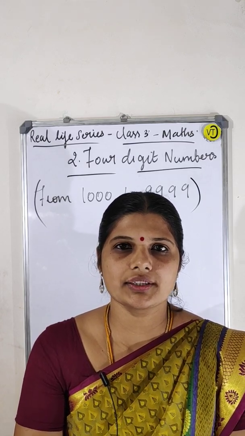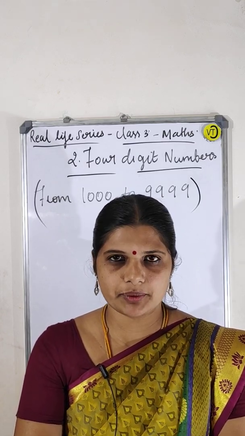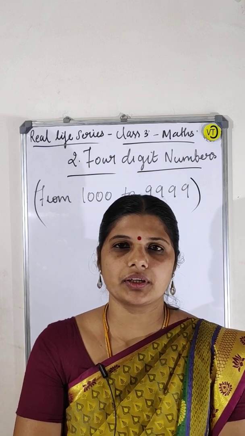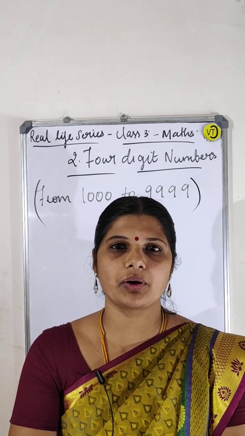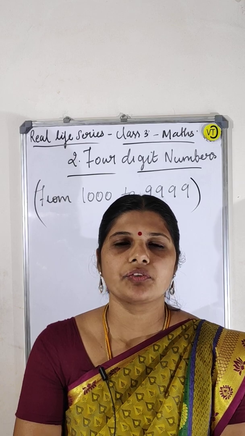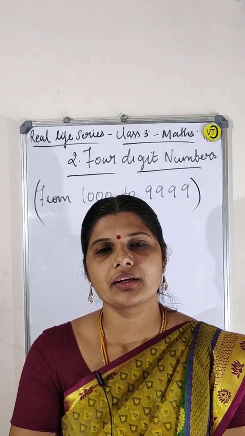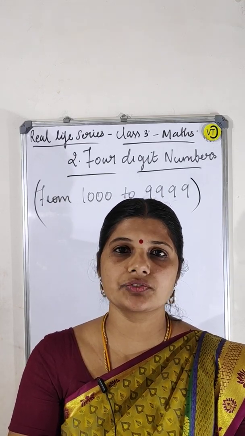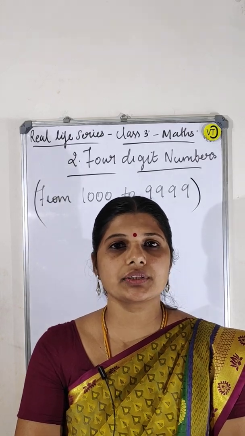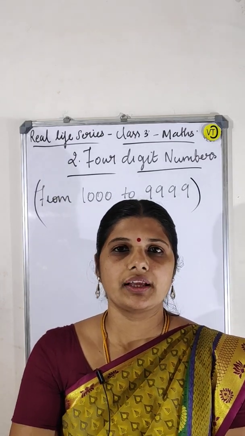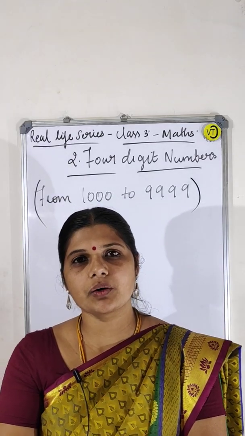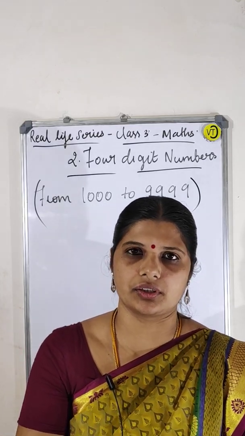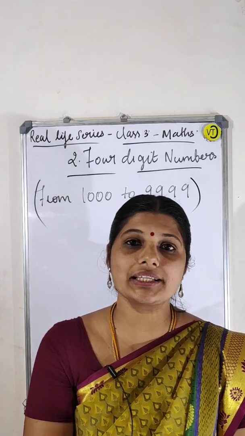You already know 1-digit numbers, 2-digit numbers, 3-digit numbers and all. Now I am going to teach about 4-digit numbers. A 4-digit number starts from 1000. 1000 has 4 digits. The smallest 4-digit number is 1000. The largest 4-digit number is 9999. So we are going to see about these numbers.